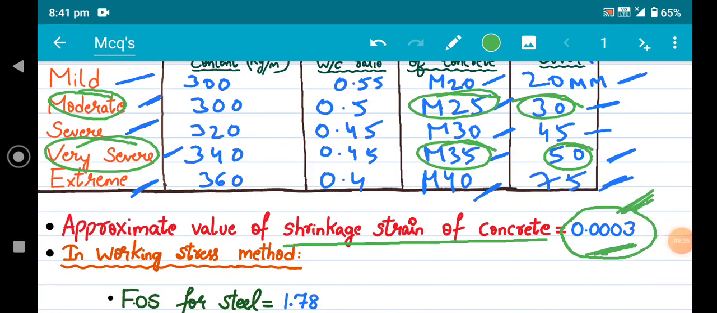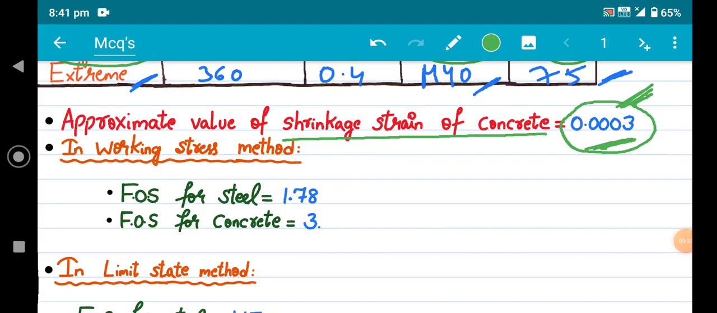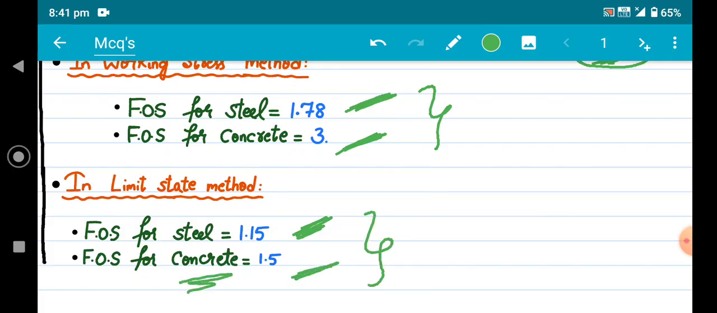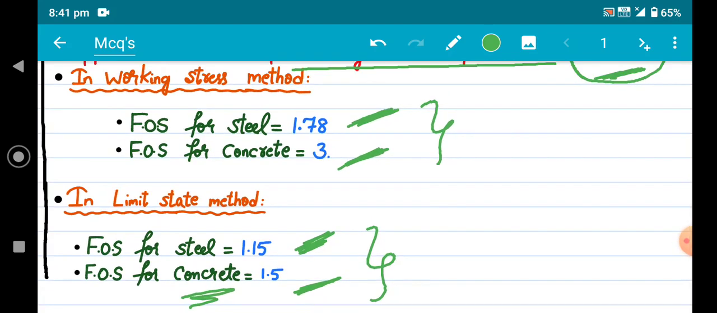Next one, in working stress method, the factor of safety. In working stress method, the factor of safety for steel is 1.78 and for concrete it will be 3. The concrete value will be more. And in limit state method, the factor of safety for steel is 1.15 and the factor of safety for concrete is 1.5. Here also the concrete value will be more. So we have seen the factor of safety values for working stress method and limit state method. That's it friends for today.